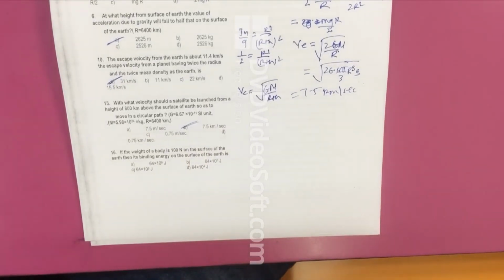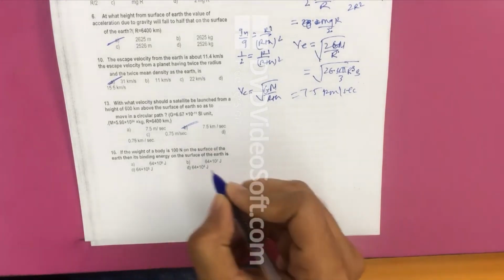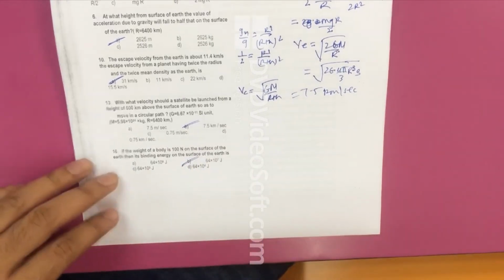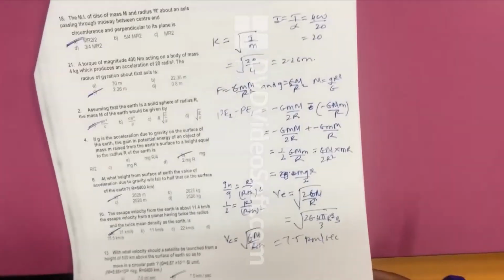Question 16. If the weight of a body is 100 Newton on the surface of the earth, then its binding energy on the surface of the earth is. Binding energy would be 100 Newton multiplied by the radius of the earth, that is 100 multiplied by 6.4 into 10 raised to 6, that is 64 into 10 raised to 7 joules would be your correct answer. That is option B. Next question.